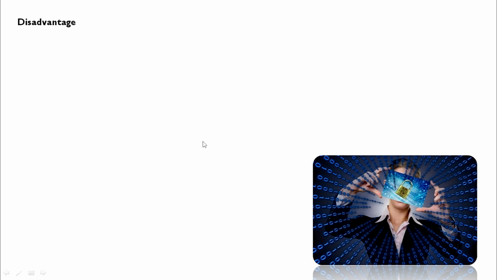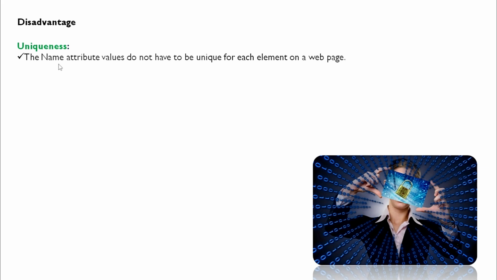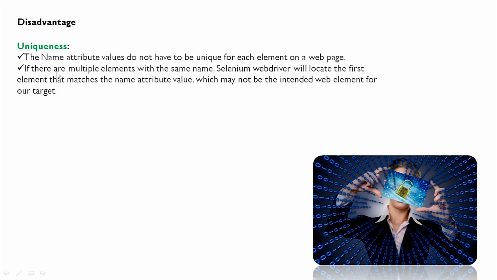Now what are the disadvantages? Let's see. First is uniqueness. Uniqueness means the name attribute values do not have to be unique for each element on the web page. Sometimes we see the name attribute doesn't have a unique value, they have similar values. Then we should not go with the name locators. If there are multiple elements with the same name, Selenium WebDriver will locate the first element that matches the name attribute value, which may not be the intended web element for our target.